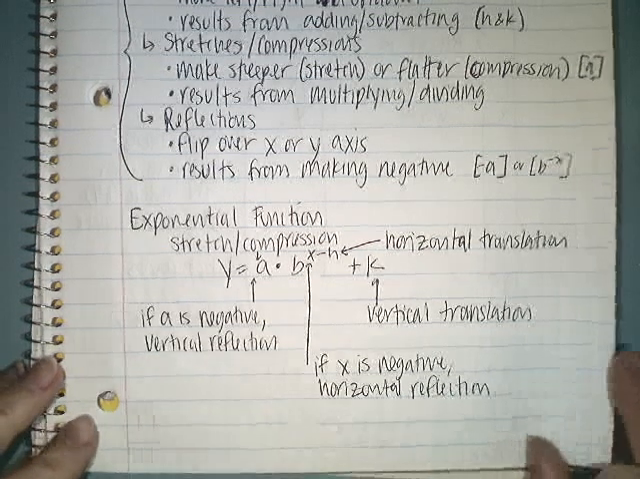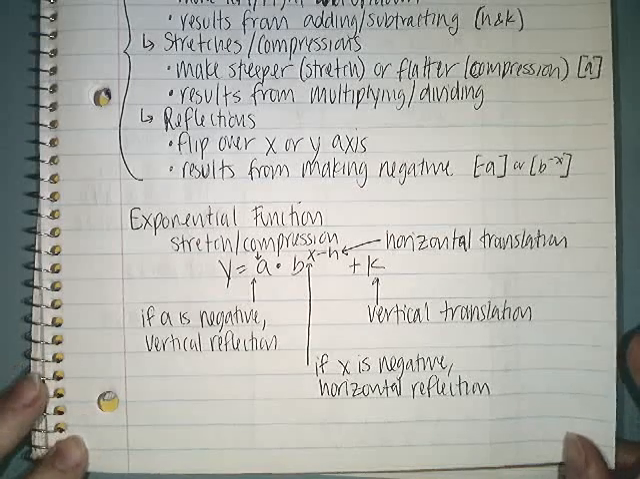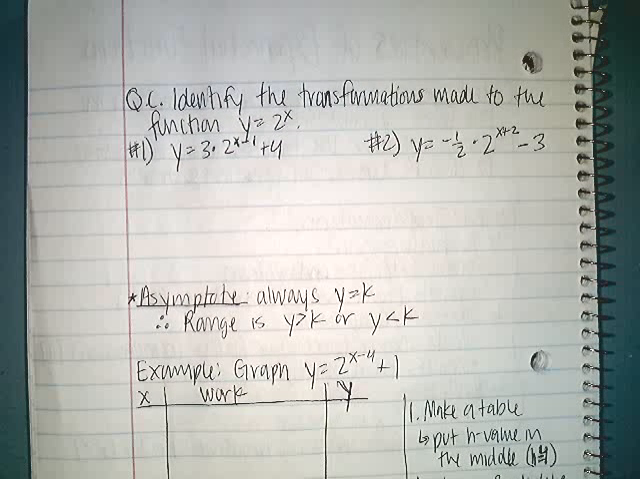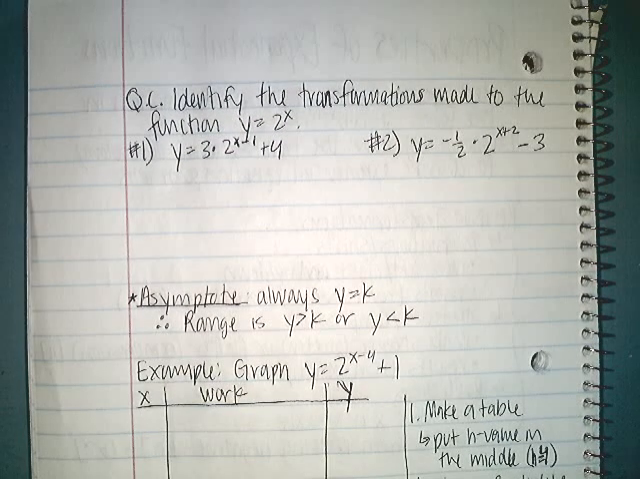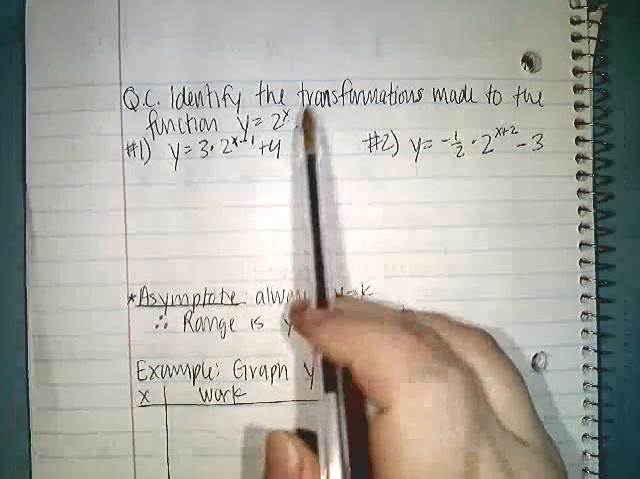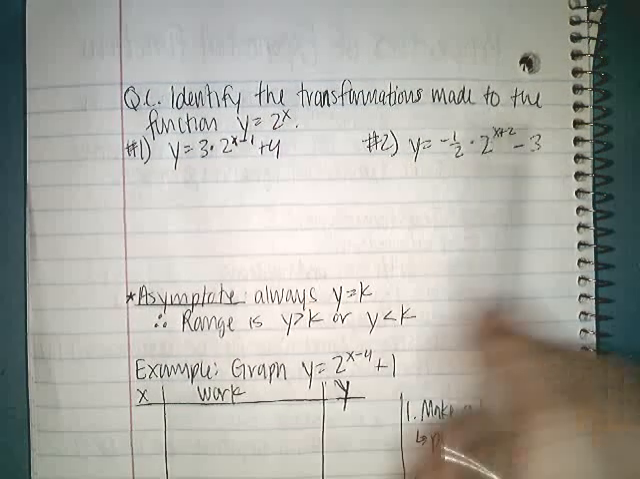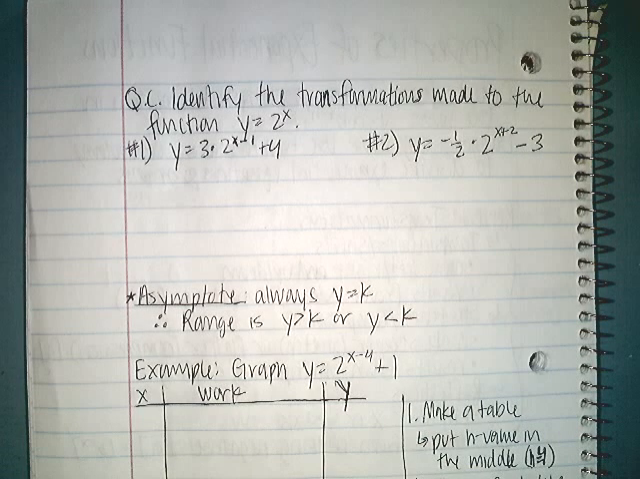Now let's review that with a quick check. So I'm going to flip the page for a quick check. I want you to pause this and try it on your own. I want you to identify the transformations made to the function y equals 2 to the x. So if this were your parent function, what transformations have been made to the function in the two equations I gave you here? So I just want you to identify them at this point in time. Pause it if you need to. I'm going to go over it now.